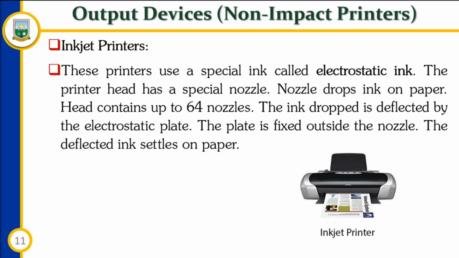The print head also has a special nozzle, and this nozzle drops ink on the paper that is going to hold the printout. So most of the time, the head of the printer usually contains about 64 nozzles. The ink dropping from the nozzle is usually deflected by the electrostatic plate, and the plate is also fixed outside the nozzle.